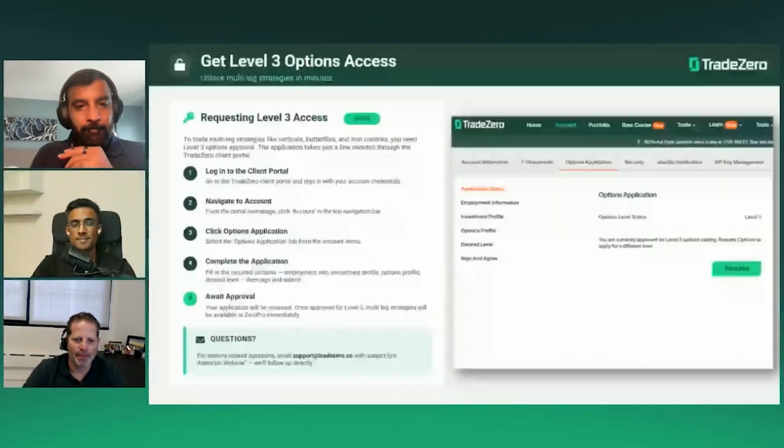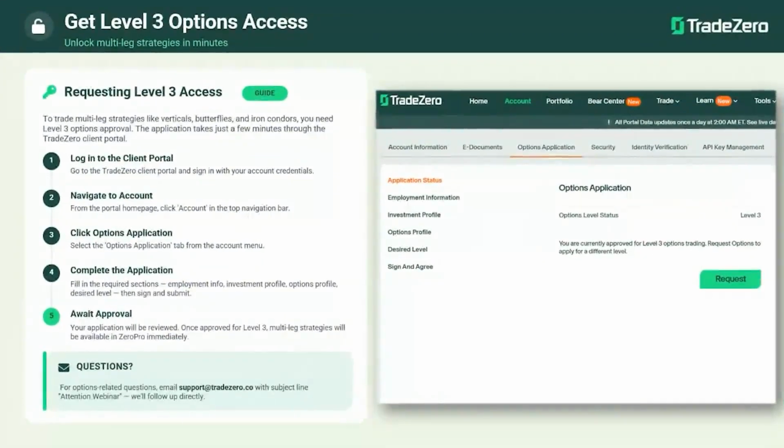Yeah. So if you guys can put up the deck real quick, last page. This is a screenshot of the client portal. All of you should probably know what this is. When you log into the portal, you want to click on the account section, followed by the options application. And then right from there, you can request access to level 3. There'll be some questions that you need to fill out talking about your experience and what your risk tolerance is, etc. Once that's submitted, an options principal will take a look at that and get you approved if suitable. So it's a pretty easy process.